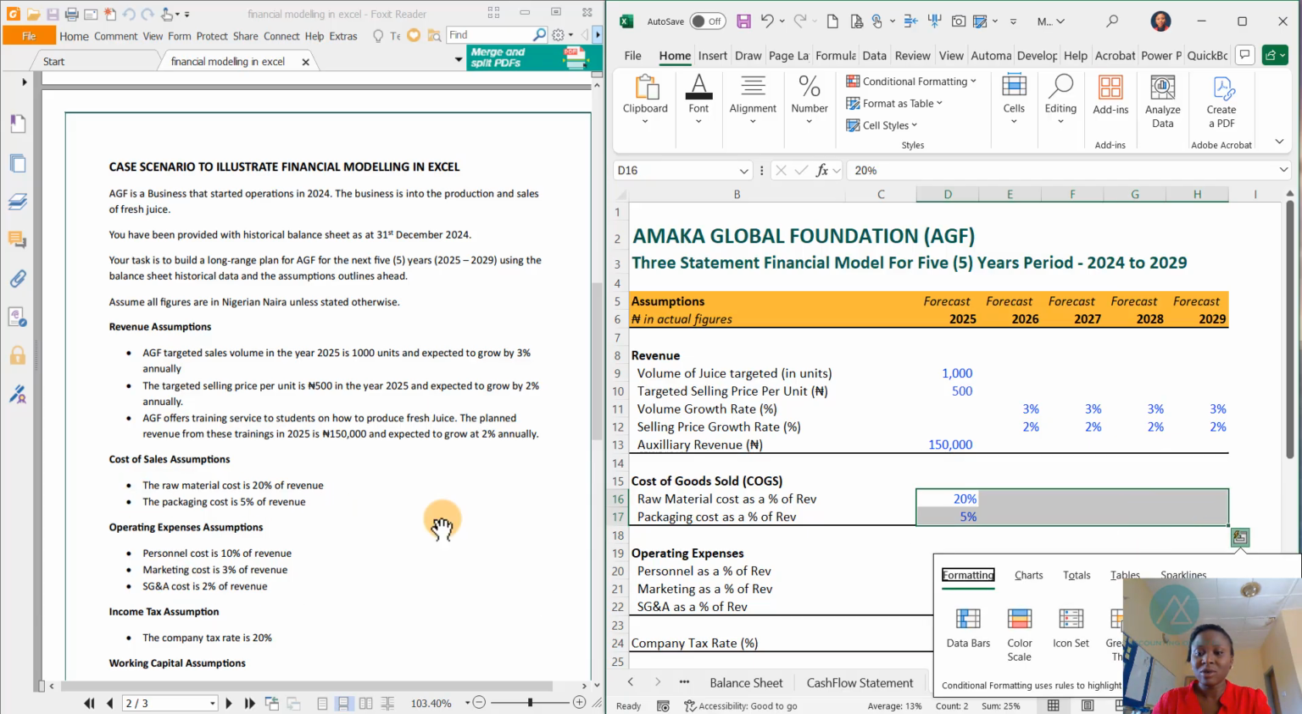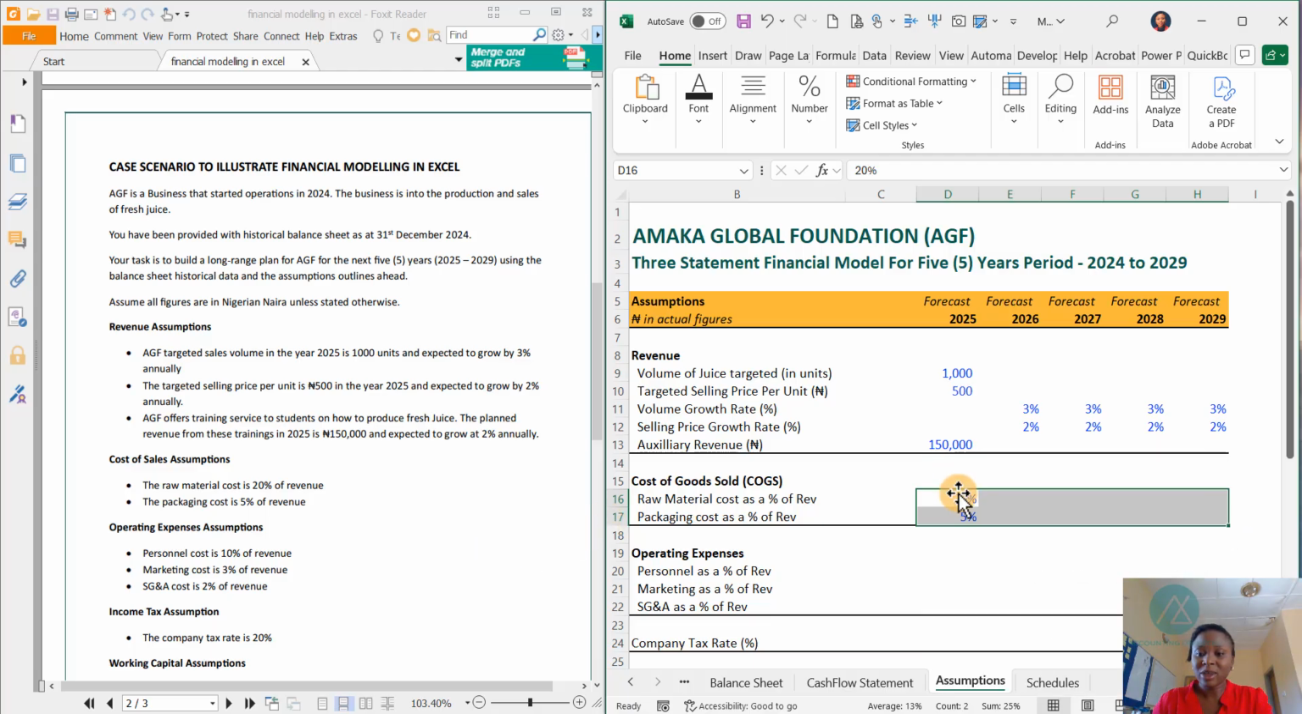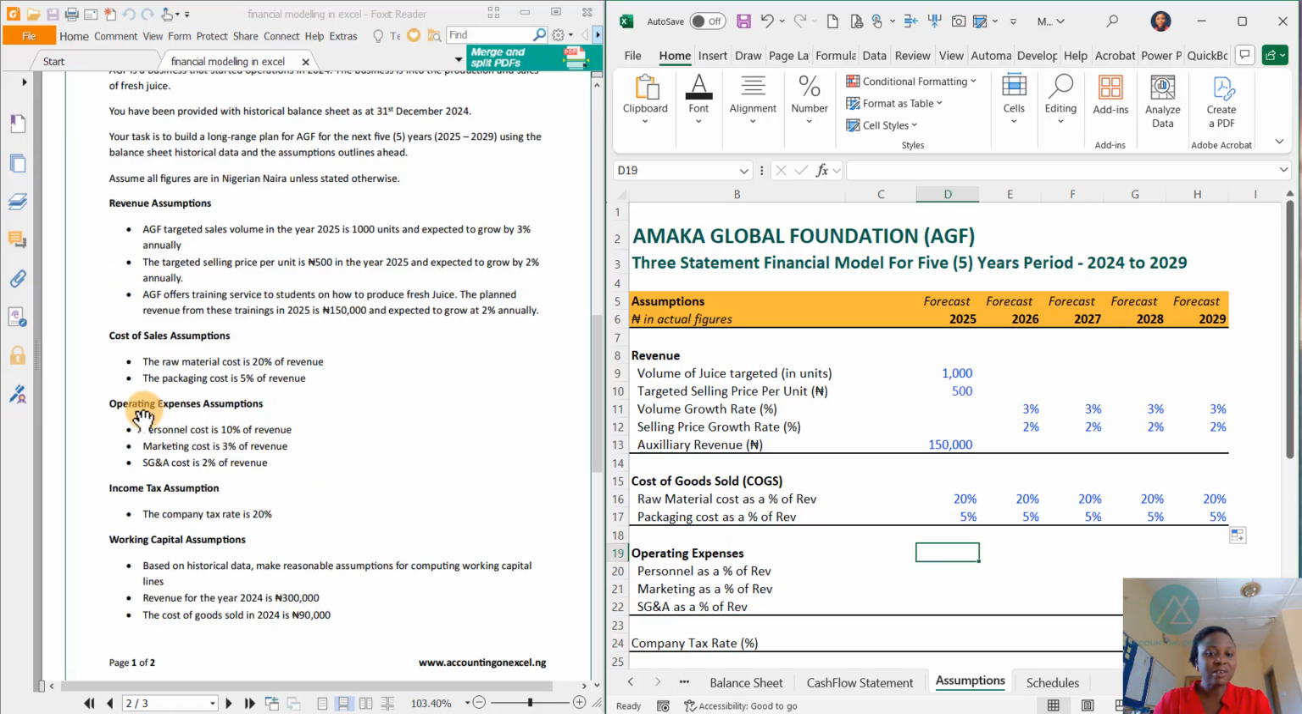I don't know why my shortcut is not working. You can use Control R for that, but mine is not working, so I'll just drag it to the right. So that is it. We've picked the assumption for that. Let's go down. The next is operating expenses assumption.